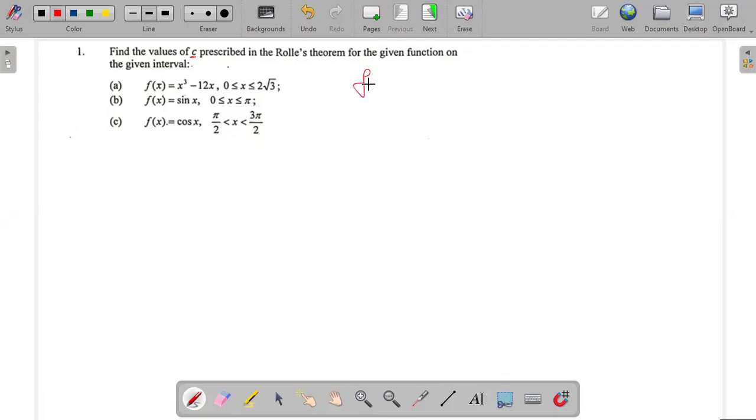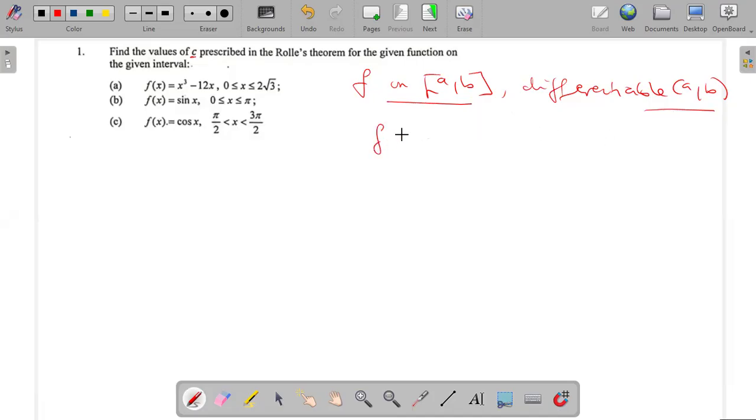So we say for a continuous function f on the interval [A, B], meaning it has to be continuous on this interval, including the points A and B, and it has to then be differentiable on the open interval (A, B). So continuous here, then differentiable there, and we're saying that f of A is equal to f of B. So these are the three conditions: continuous on the closed interval, differentiable on the open interval.